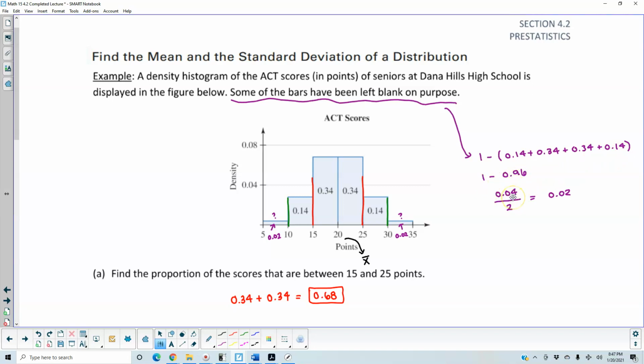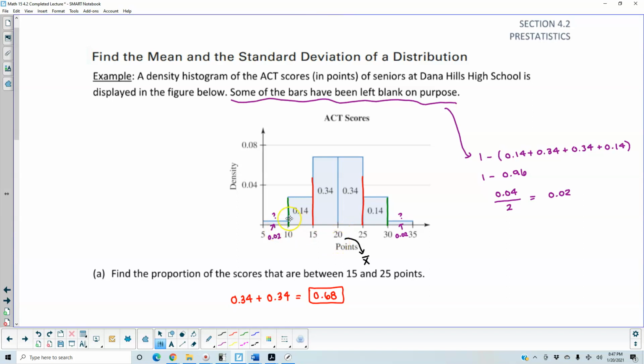which leaves us remaining with 0.04, or 4%. Now, if you look at the left and the right part of this density histogram, they are both equal. So we're going to divide that by 2 to figure out the area, or the proportion, for those two, which becomes 0.02. So we can see here that that represents 0.02, and that represents 0.02.